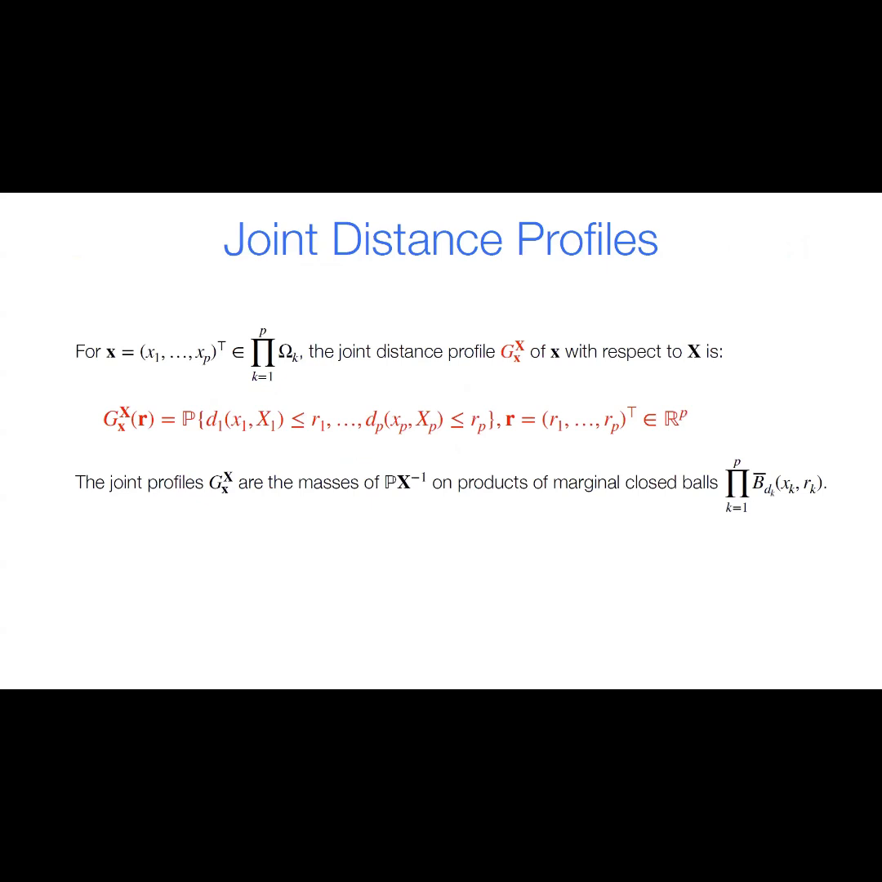So in order to do that, I'm going to use something called the joint distance profiles. Now, what is a joint distance profile? It is the joint distribution of the distances at p different centers. So small x1 to small xp are the different possible centers in the p different metric spaces. And then you're looking at the joint distribution of distances around these p potential centers.